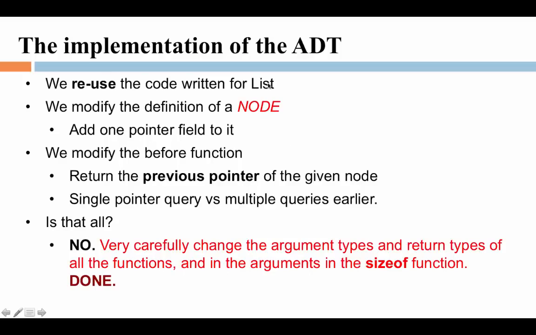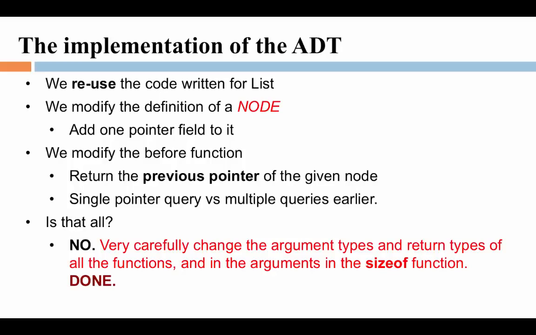So how do we now implement it? Here comes the second important concept. We can of course start implementing the ADT from scratch, but in this lecture we are going to do something interesting. We are going to reuse the code that is written for the list. When we reuse code, we have to be very careful and modify the definition of node. This is very clear, and conceptually we have already discussed the modification. We will keep a pointer to the previous node. Essentially, we'll have one more pointer.